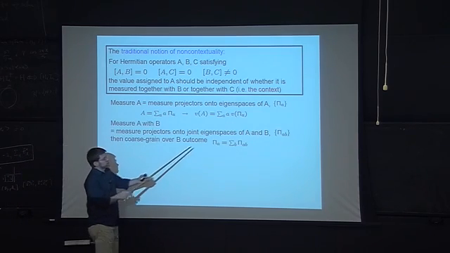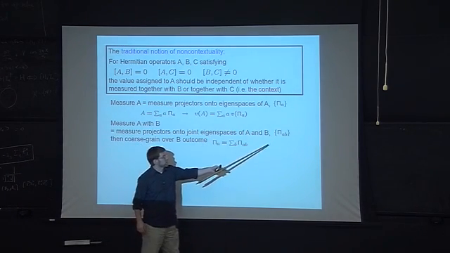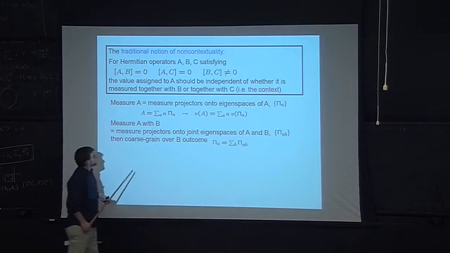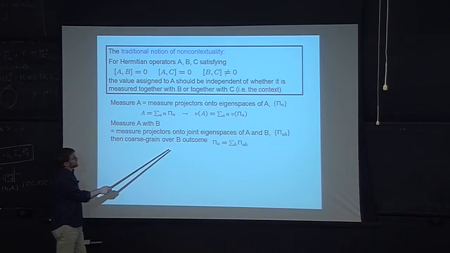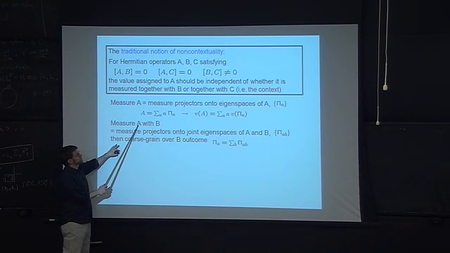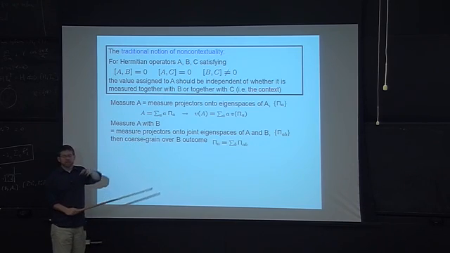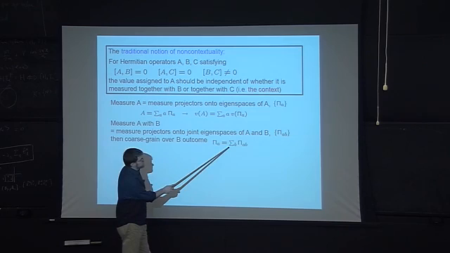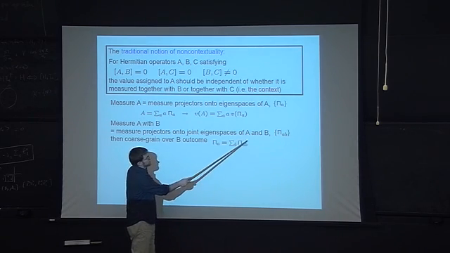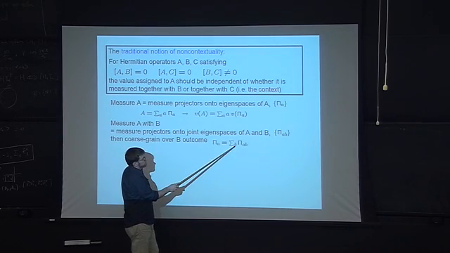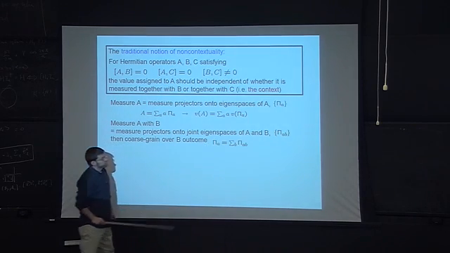Now if you measure A together with B, then what you're really doing is measuring the projectors onto the joint eigenspaces of A and B. Let me call those pi sub little a little b, and coarse graining over the B outcome. This is just one way of measuring the observable A: measure it with B, and then ignore the outcome of the B measurement. Ignoring the outcome of the B measurement corresponds to just coarse graining these projectors over the different possible values for little b. That gives me pi a.